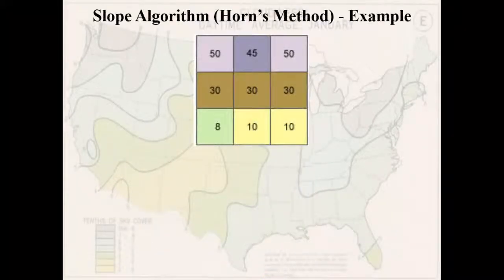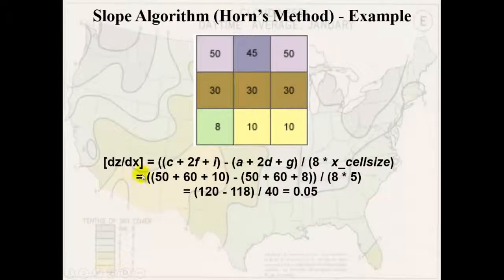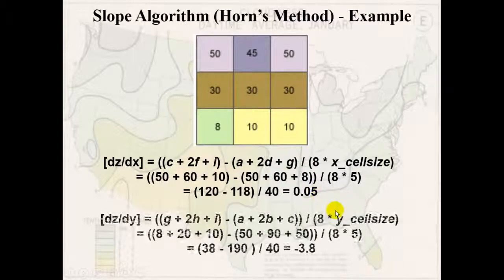Okay, moving on. Here's an example. Just looking at this, you see high numbers here, medium numbers here, low numbers here. You can kind of tell that there's some slope in this elevation raster. Let's calculate it. Here's dz/dx, so we take c, which is this, minus a, which is this, 50 minus 50, and so on. These two get double the weight, 30s, and that's how you get this answer. Same in the y. You can look at those later and verify that those are the proper calculations. So dz/dx, dz/dy.